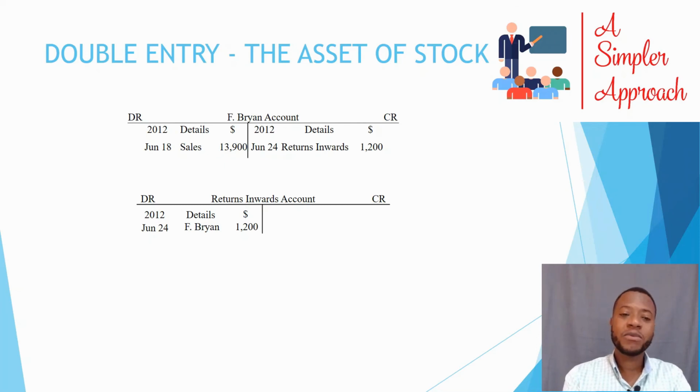On the flip side, we have the returns inwards account that was debited. Why? That reflects our asset of stock coming back in. And when an asset increases, you debit. Debit means you place the information on the left side, as we see there, and we use the corresponding item as the detail.